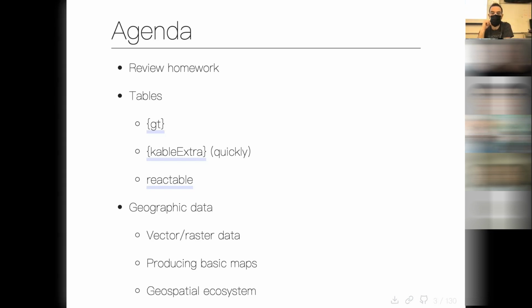data. Geographic data is a gigantic topic that there are courses on in the university. And so obviously we're not going to be able to cover everything. My hope is to give you a quick introduction and get you at least comfortable in producing basic maps, and get you an idea of where to go for more resources to learn more, and some possible packages to explore. So we'll talk about vector versus raster data, producing basic maps, and then we'll talk about the geospatial ecosystem in R.